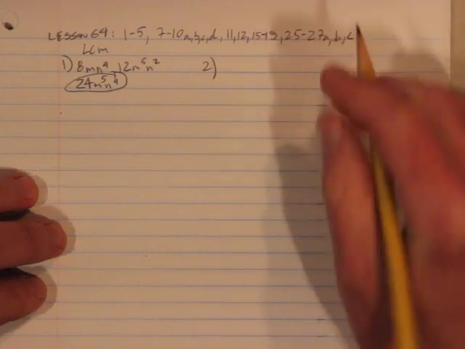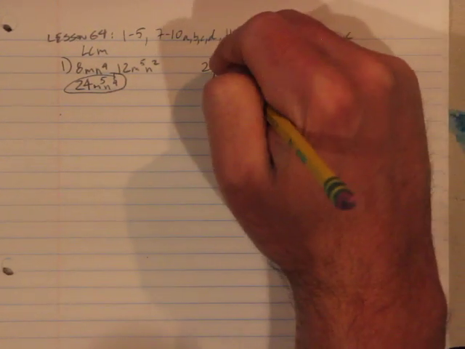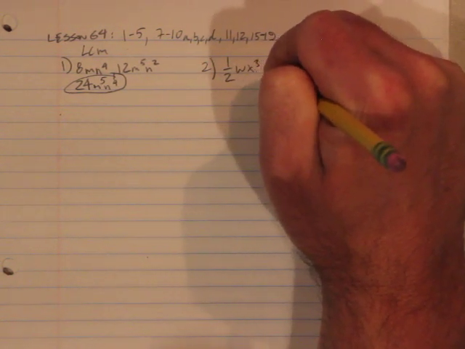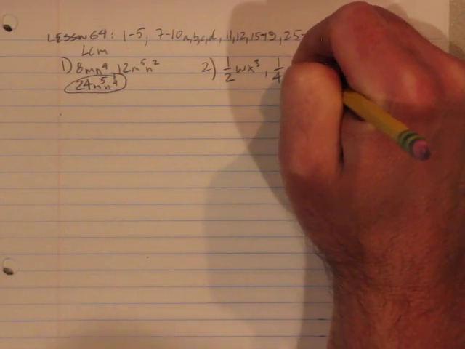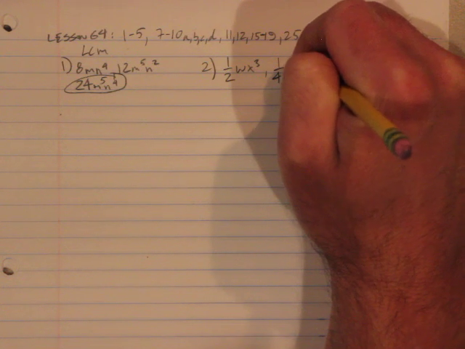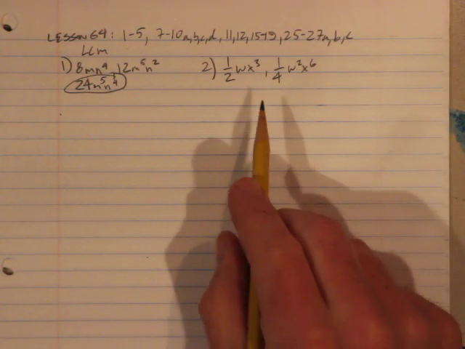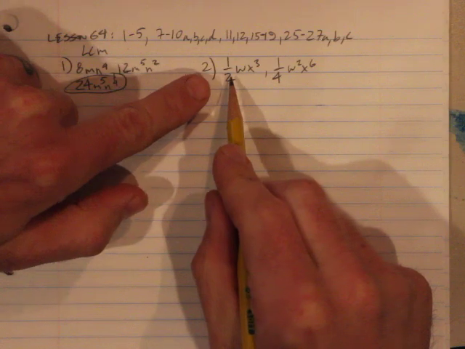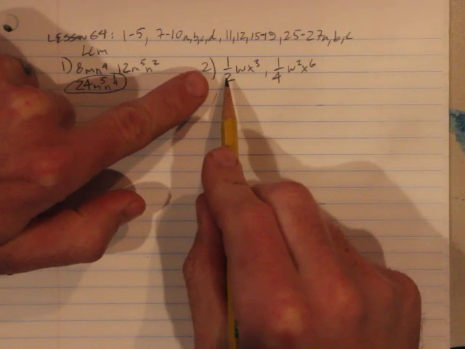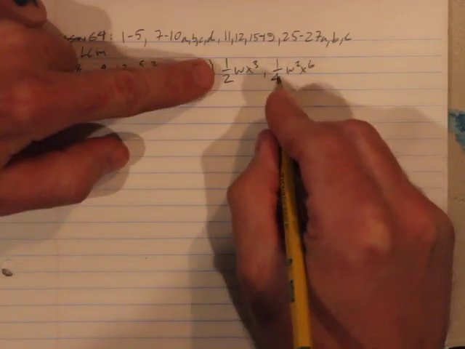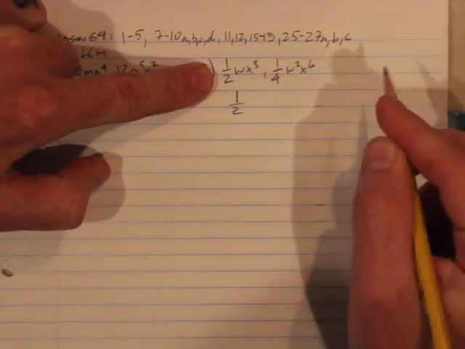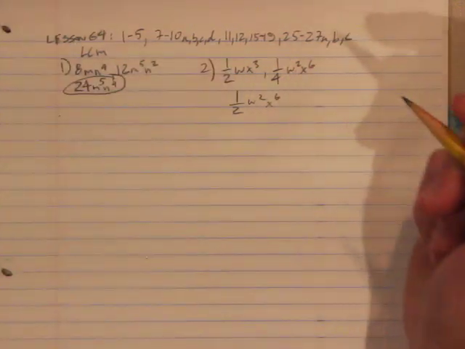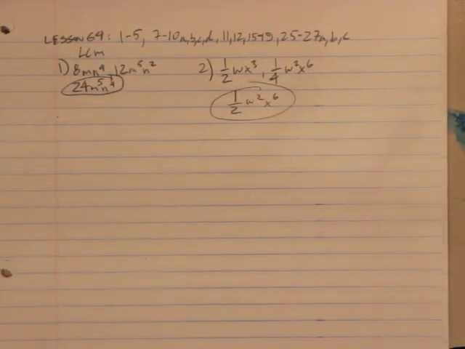I'm going to do number 2 right there next to it because there's a lot of extra space. I've got 1/2 w x cubed and 1/4 w squared x to the 6th power. Even though 4 we generally think of as a greater number, 1/2 is actually the greater value here. 1/4 goes into 1/2 2 times, so the least common multiple of both of these is 1/2. For the w's, it's w squared, and for the x's, it's x to the 6th. And that is the least common multiple.